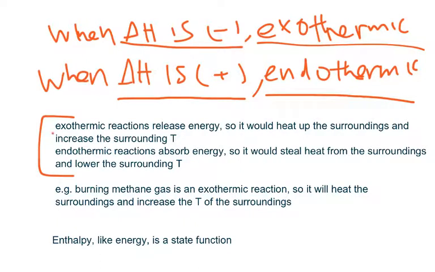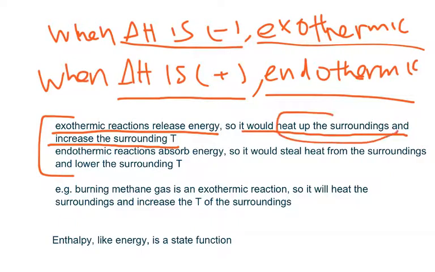So, when exothermic reactions release energy, or when the system loses or releases energy, then it would heat up the surroundings and increase the surrounding temperature. So that makes sense, since for an exothermic reaction like burning methane, it releases energy and it heats up the surroundings, which is why it feels hot whenever you put your hand close to a fire. Now, endothermic reactions are the complete opposite.